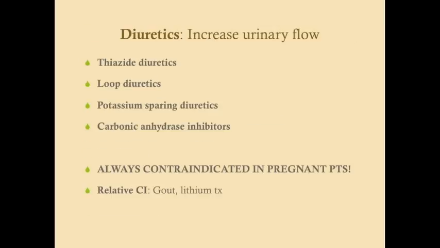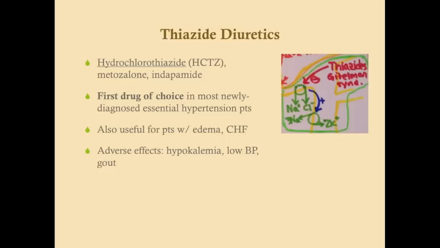So diuretics, there's four different classes of diuretics, and they all work on different channels in the nephron, so they all have different properties. But what they all have in common is that they increase urinary flow. They're also always contraindicated in pregnant patients, and we also like to always avoid them in patients with gout and lithium treatment.